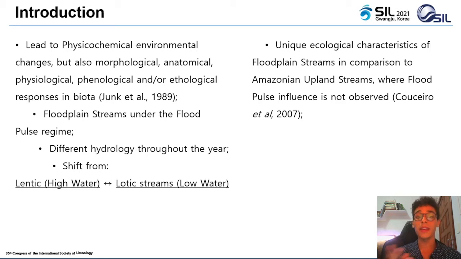So floodplain streams under the flood pulse regime present different hydrology throughout the year, in which they shift from lentic ecosystems during high water periods to lotic streams during low water periods. So this shift in their hydrology leads to unique ecological characteristics of floodplain streams in comparison to Amazonian upland streams where flood pulse influence is not observed.